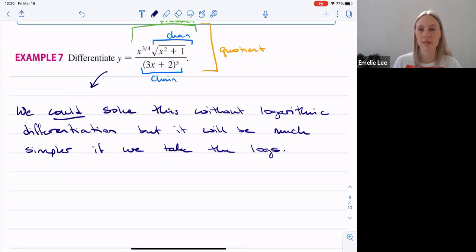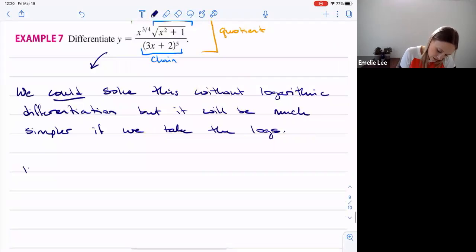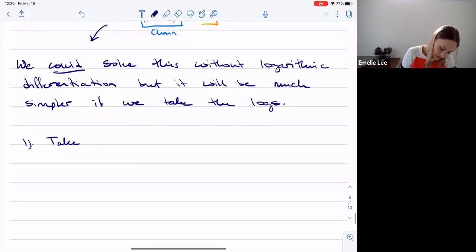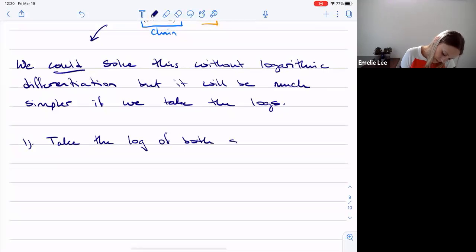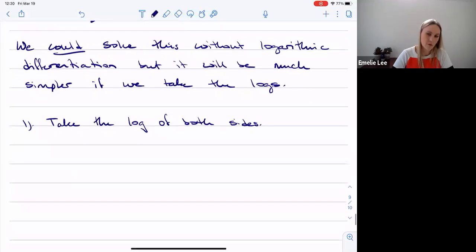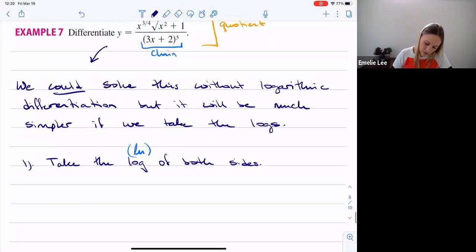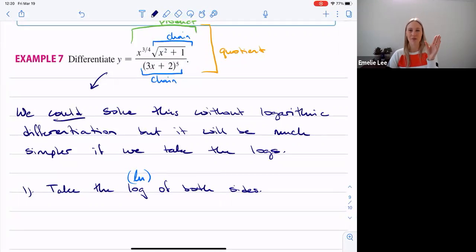Right, so if we apply logarithmic differentiation. So let's see here. I'll outline these steps. Step 1, I have to take the log of both sides. And of course, when I say log, I mean ln. So where does that put me? Well, you don't want to forget about the log of y, right? ln of y. So you have to take it on both sides.